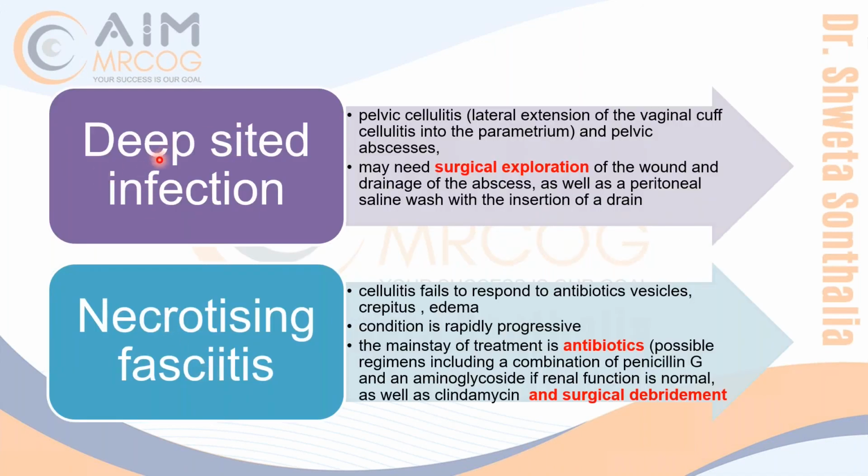Now we have to differentiate what is deep-seated infection and what is necrotizing fasciitis. Deep-seated infection means not only on the skin, but it is going a little deep. So it could be pelvic cellulitis, vaginal cuff infection, parametrial infection, abscesses, or anything. Definitely, you have to give the antibiotic, but you may need surgical exploration. You may have to drain the abscess, wash it, irrigate it, insert the drain. All that might be needed. For deep-seated infection, you'll start antibiotic and consider surgical exploration according to the patient's situation.